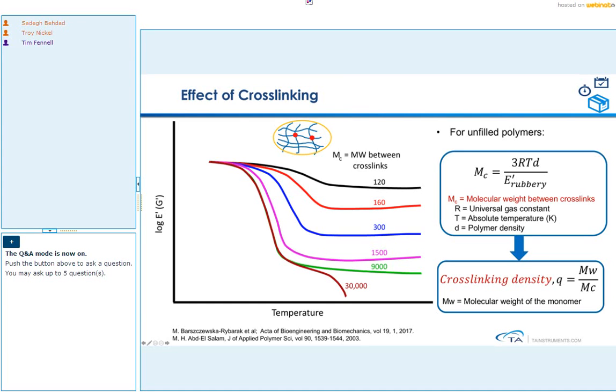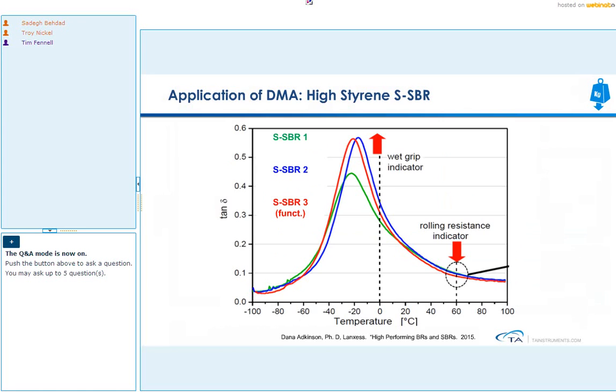Here's another example. In this case, we are looking at high styrene SSBRs. In a lot of cases, you're adding a higher styrene level because you want to increase the stiffness of the tread compound to enhance some properties, for example, high speed handling.